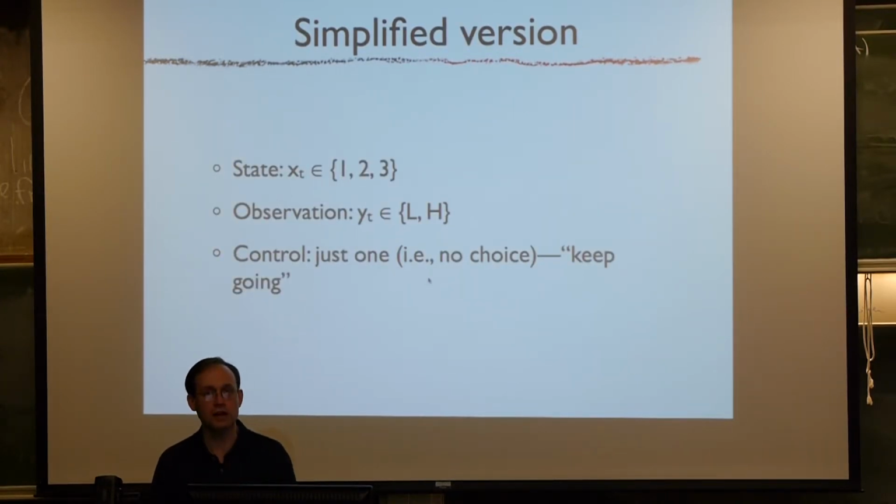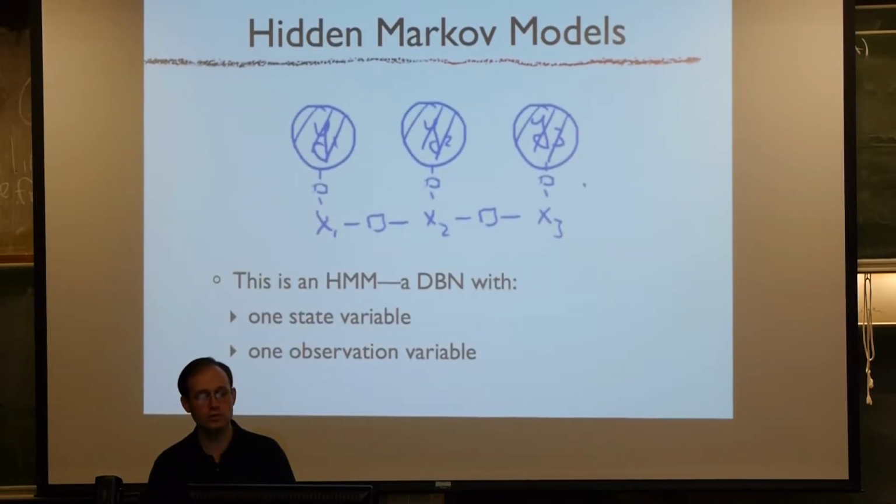So just to show you what the algorithms look like on this, I'm going to work with a very simplified version, which has just 3 discrete states and 2 discrete observations. And no control. In other words, just one choice of control, keep going forward. And so when you do that as a factor graph, it looks like this. And this particular type of dynamic Bayes net is called a hidden Markov model.